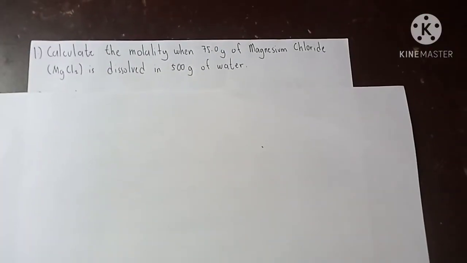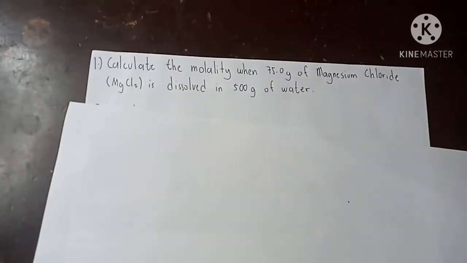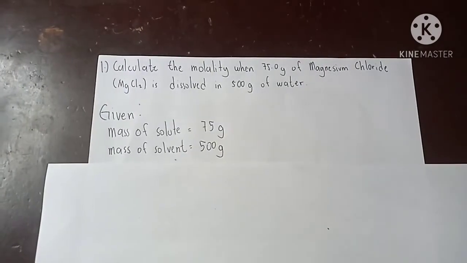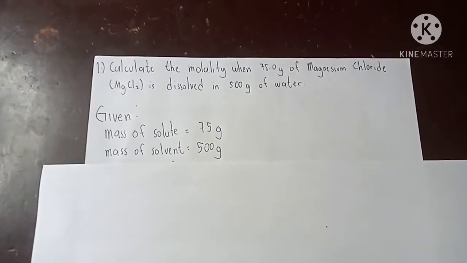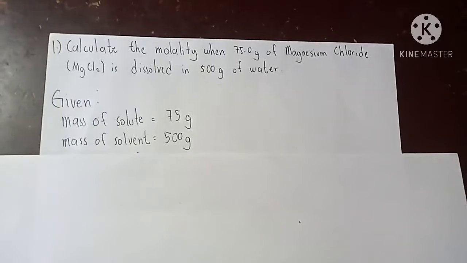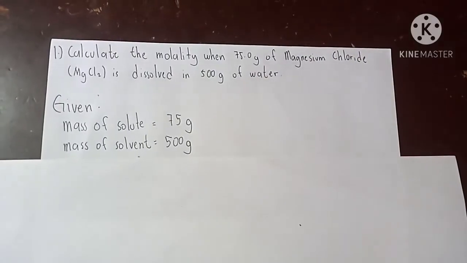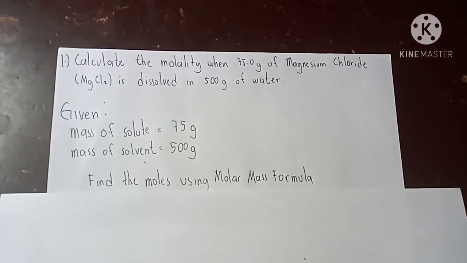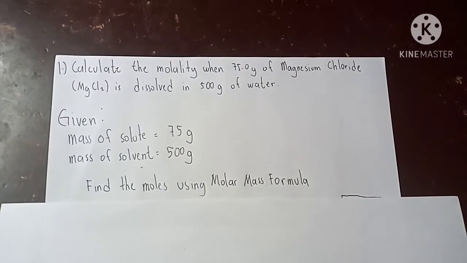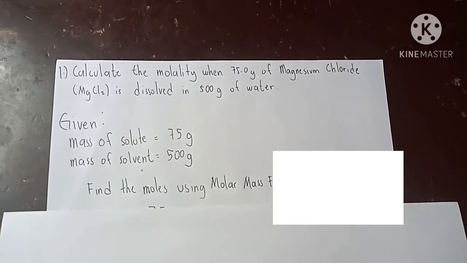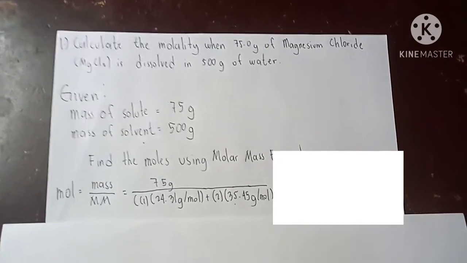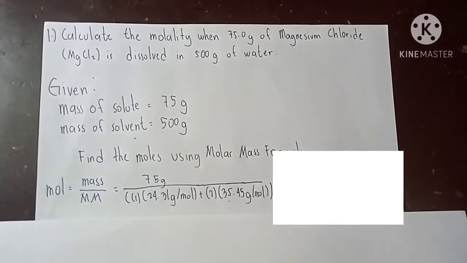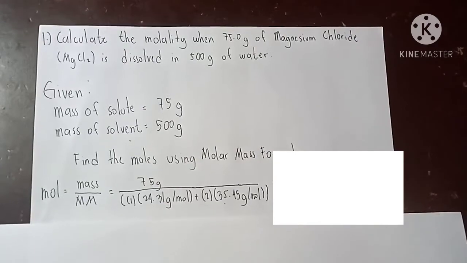So here's an example. Calculate the molality when 75 grams of magnesium chloride is dissolved in 500 grams of water. So the given is mass of solute is equal to 75 grams and the mass of solvent is equal to 500 grams. In order to find the molality, we need to find first the moles using the molar mass formula. So the formula is mole is equal to mass divided by molar mass.